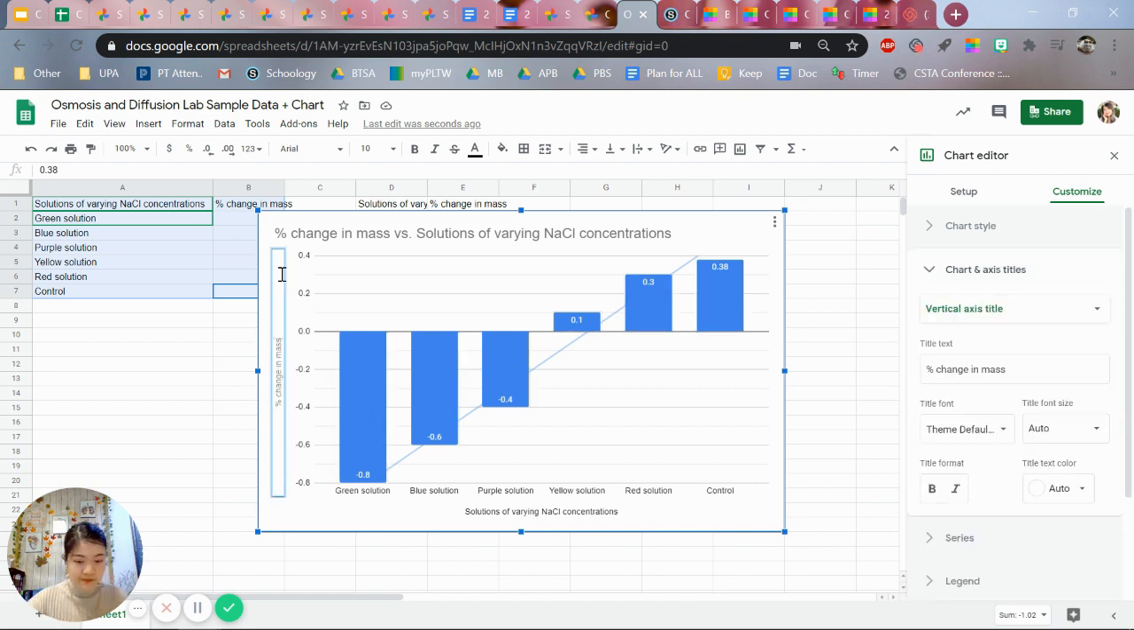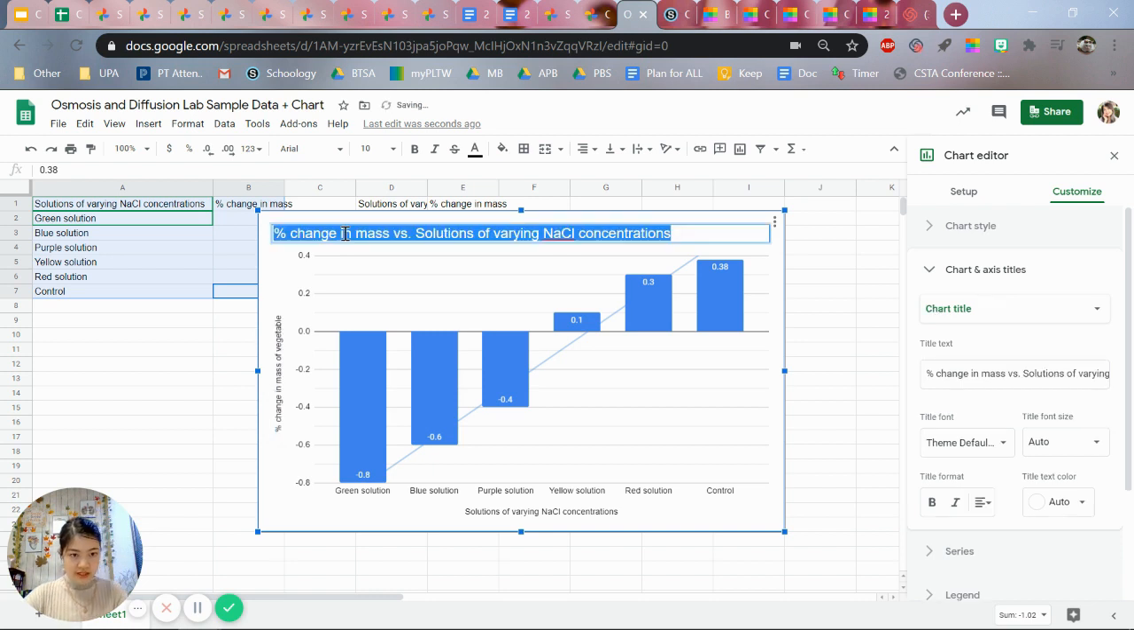So actually, I realized, of vegetable, they should indicate which vegetable they are using, as well as label the title, which would be percent change in mass of whatever vegetable they have in different colored saline solutions.